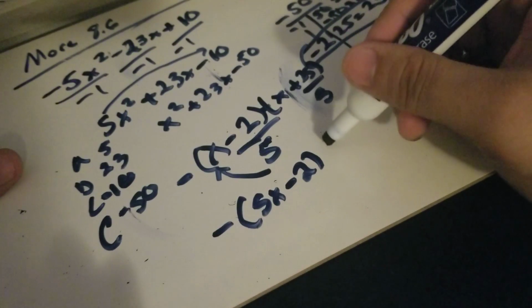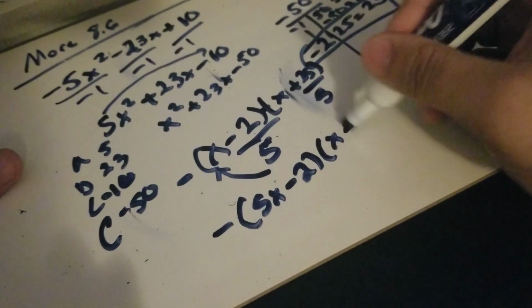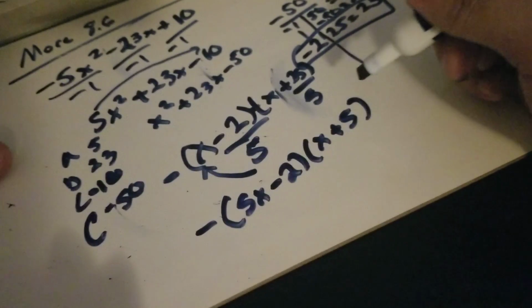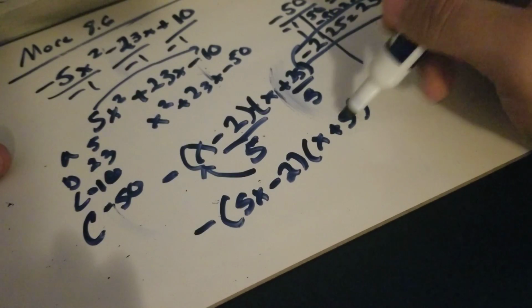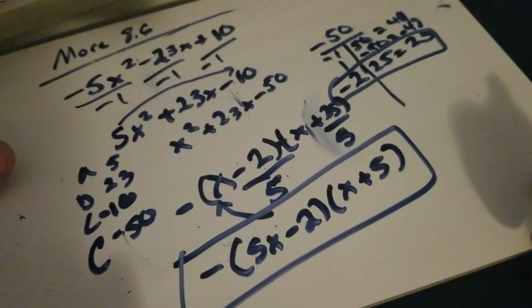The 25 and 5 do simplify to just 5. So 5x minus 2 and x plus 5. 25 divided by 5 is 5. So that is your answer. Okay?